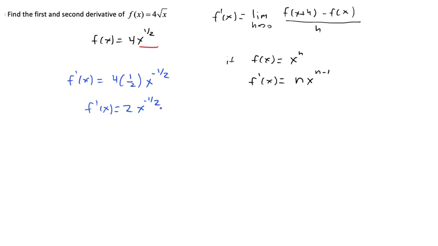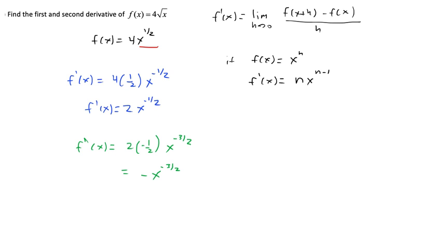Now, technically, we should not leave negative exponents in the final answer, but I do want to find the second derivative, so we'll simplify that later. The second derivative, same thing, right? We're just going to do the power rule again. We'll multiply that 2 times the negative 1/2, because we're going to bring the negative 1/2 down, and then we'll subtract 1 from this, we get negative 3/2. So simplify, we get negative x to the negative 3/2 power.